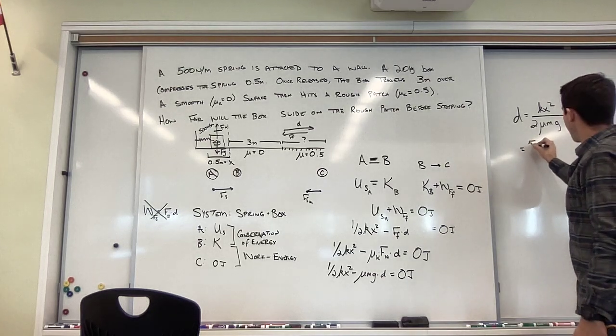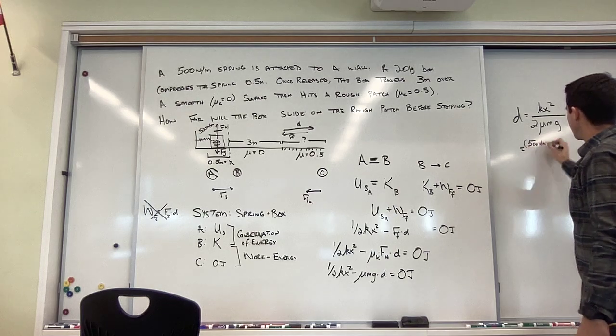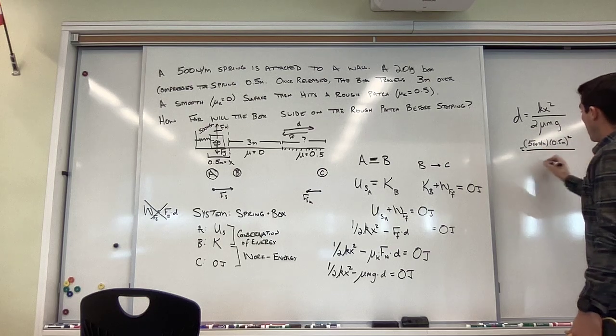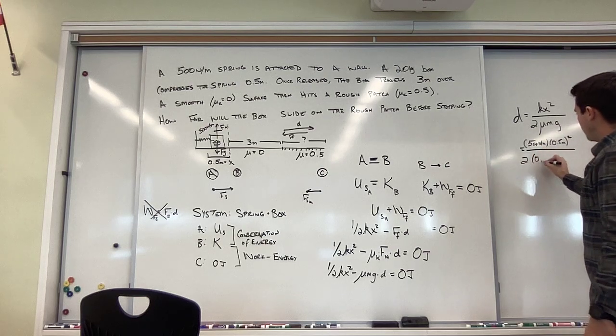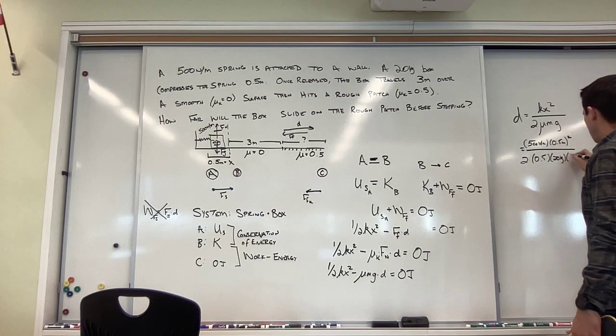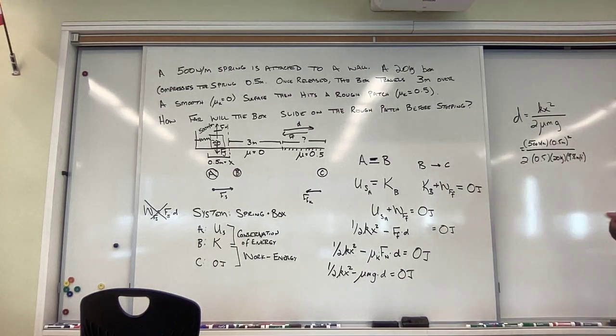This is a 500 newtons per meter spring. It is displaced 0.5 meters. Make sure you square that, over the 2 from the 1/2. Coefficient of friction is 0.5. The mass is 20 kilograms, and at the surface of our planet, g is 9.8 meters per second squared. Let's go ahead and solve this. Check your answer with me. The distance covered is 500 times 0.5 squared divided by 2 times 0.5 times 20 times 9.8. Does my answer make sense?